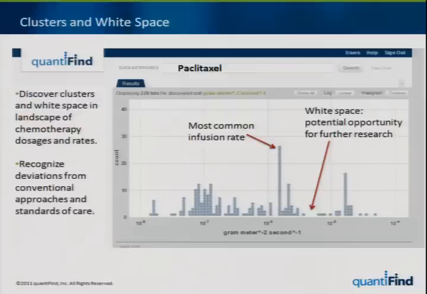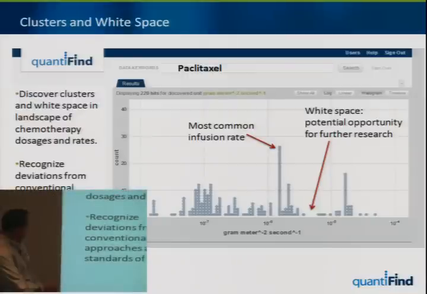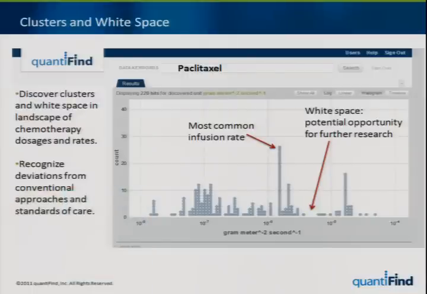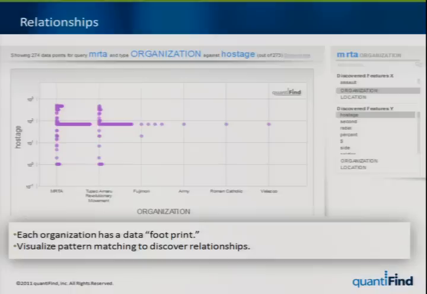Here's an example of looking at white space, where again, the type of data that's suggested to be relevant for paclitaxel, which is a chemotherapy drug, is grams per meter squared per second. Again, learned without any ontologies, just statistically from the corpus. And you can see where the standard treatment dosage is and where it isn't. And that's really the power of the white space: to understand where there's opportunity for further research.